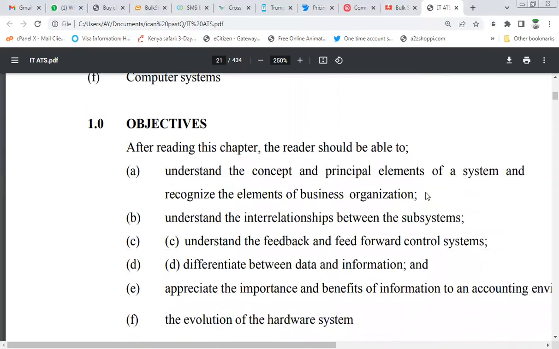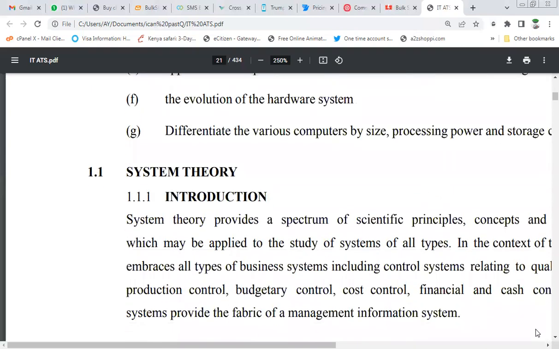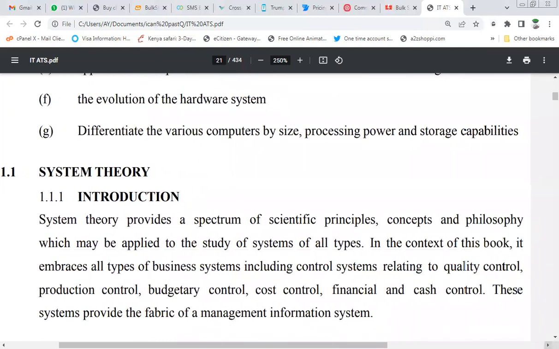So I'm not going to go through these objectives. Let's just go straight to system theory. So if you have your notes, your pen, and your jotter, here's an opportunity for you to write your own notes, and within the next couple of minutes, we'll be done with the entire chapter one. So without much ado, let us read. It's a read along program.